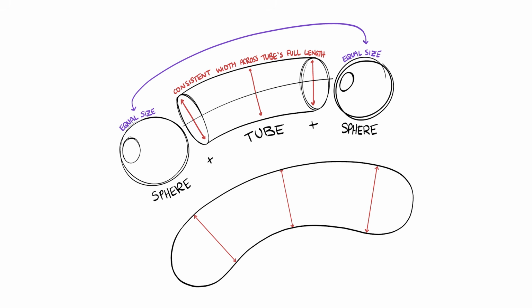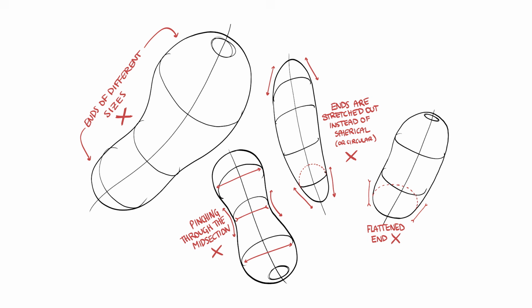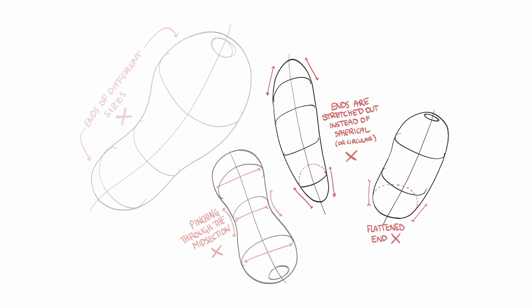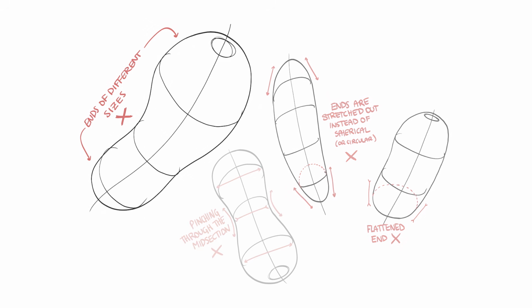A sausage specifically is an organic form that is shaped like a cylinder that maintains a consistent width throughout its length, and has two spherical ends that are equal in size. In other words, we want to try to avoid pinching or widening through the midsection. We also want to avoid having our ends be more stretched or flattened, and we want them to be roughly the same size.